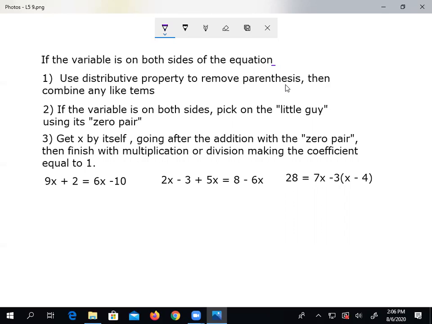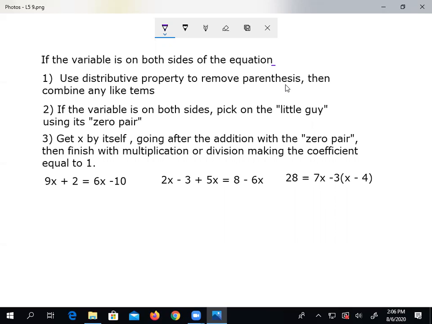So the next thing is, if the variable is on both sides, what you want to do is pick on the little guy, and we want to use its 0 pair, and we want to perform the property of equality on both sides to make that variable disappear off one side and just show up on just one side of the equation. So you're basically trying to get the variable on one side of the equation to start with. Then we can start doing the 2-step process. We get x by itself by going after the addition with the 0 pair, and then you can finish with multiplication or division, making the coefficient of the variable 1.